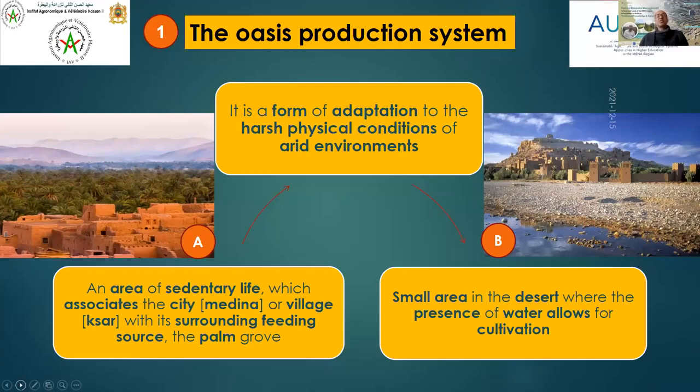With regard to the oasis production system, it is a form of adaptation to the harsh physical conditions of arid environments. It's an area of sedentary life which associates the city, Medina, or village, Qsar, with its surrounding feeding source, the palm grove. It is a small area in the desert where the presence of water allows for cultivation.